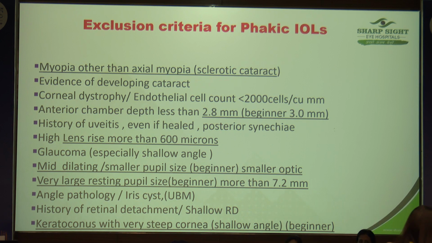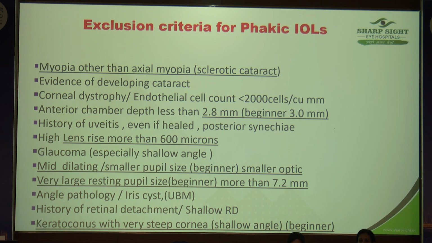Look for pupils which do not dilate properly, because if the pupil is not dilating properly and you have a cornea which is 12, so you'll be going in for a size of 13.5, you're going to have a hell of a trouble putting this lens through an 8 or 8.5 millimeter pupil. So beginners should refrain from going in for pupils which do not dilate well.